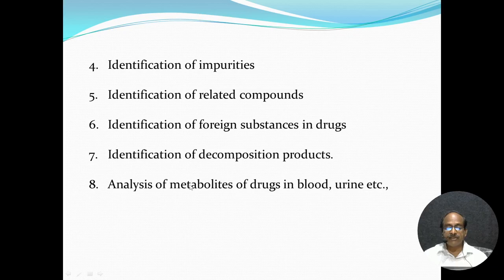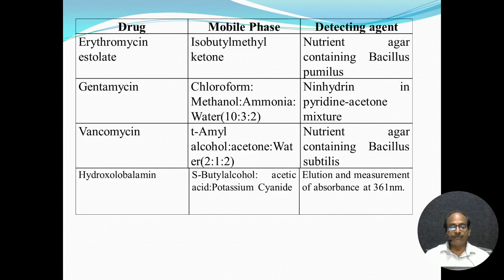Another one is the analysis of metabolites of drugs in blood, urine, etc. In the excretion in urine and blood, we have the metabolites. How much quantity of the metabolites is in the patient's bloodstream? Definitely, we can analyze it by using paper chromatography.